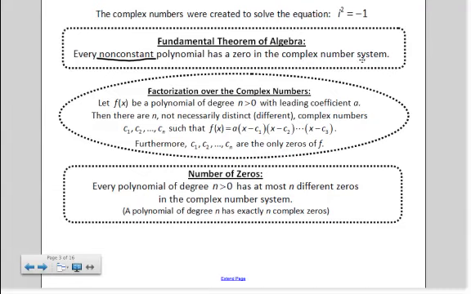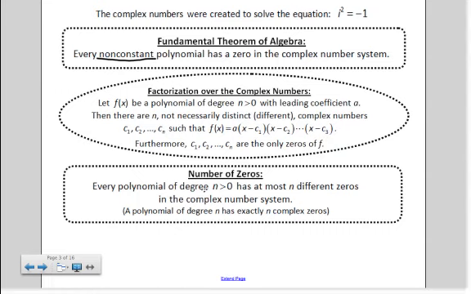Second major concept, factorization. This says if we have a polynomial with degree n bigger than 0, so again, not a constant polynomial, x to the first power, x to the second, and so forth, then there are n, not necessarily distinct, which means different in mathematics, complex numbers or solutions such that we can factor the thing. So with complex numbers, we can actually do some factoring.